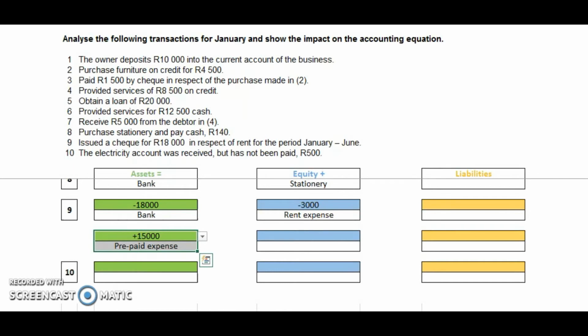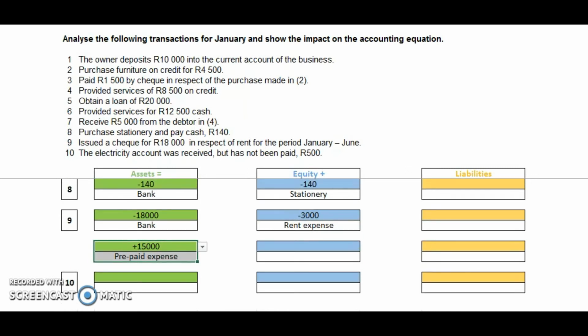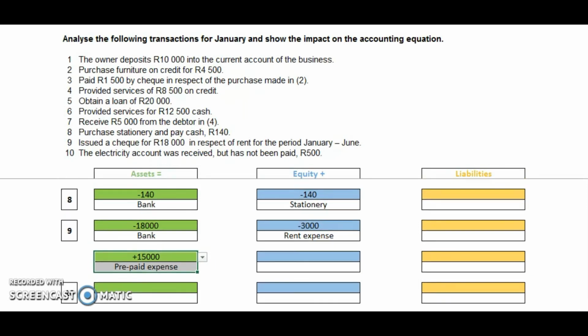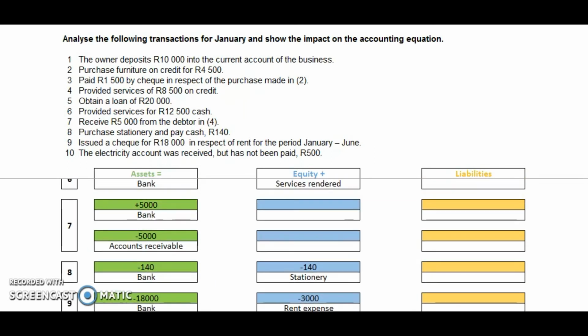In 8, we had a minus 140 under assets and a minus 140 under equity. In 7, we had a plus and minus 5,000 in assets, resulting in a net effect of 0 on assets, and we had no entries in equity and liabilities. The accounting equation that states assets equals equity plus liabilities must hold true for each transaction.